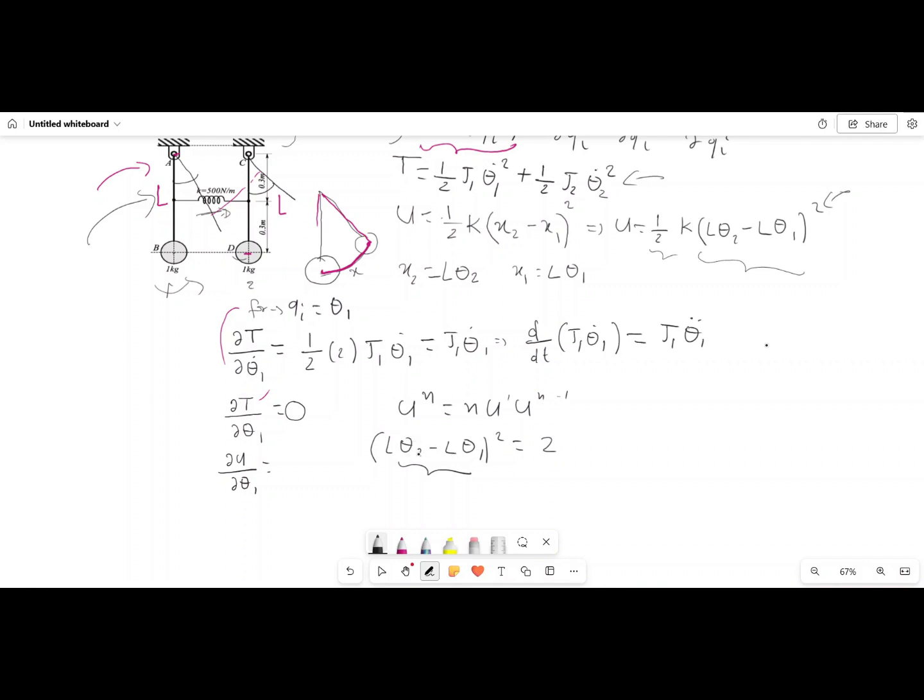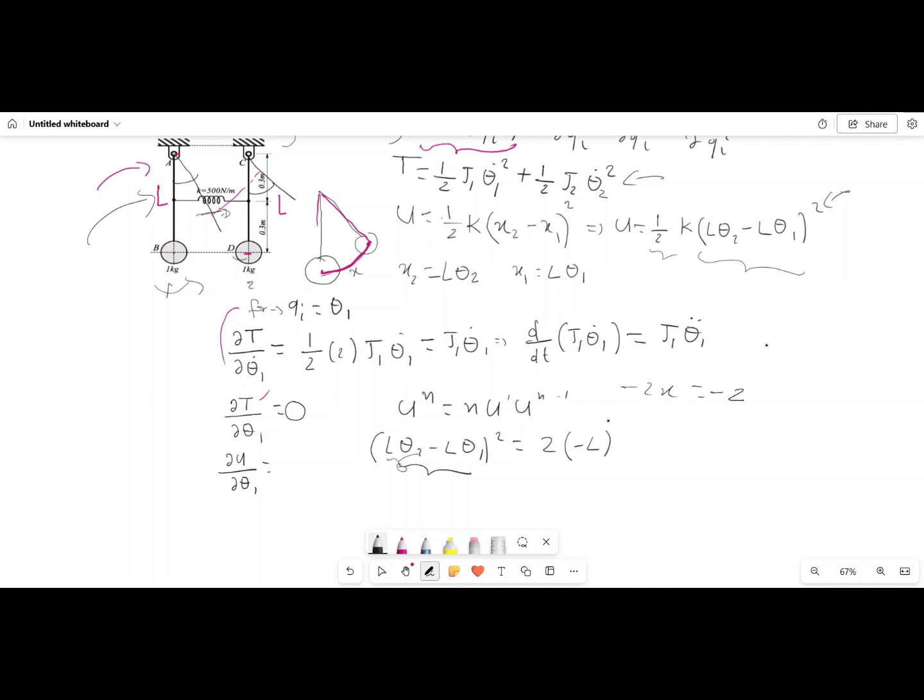Theta 2 will be a constant. We are differentiating partially in terms of theta 1, and theta 1 is not in this term, so this whole expression will be 0. That's why U prime, if you differentiate in terms of theta 1, you're only going to have minus L. Basically, let's say you have minus 2x. What is this differentiation? It will only be minus 2. So in this case, it's going to be minus L.